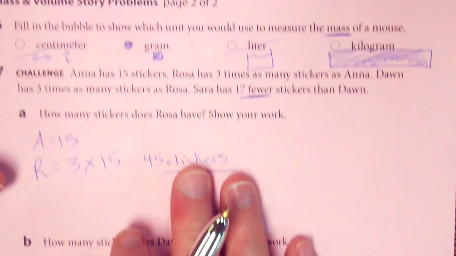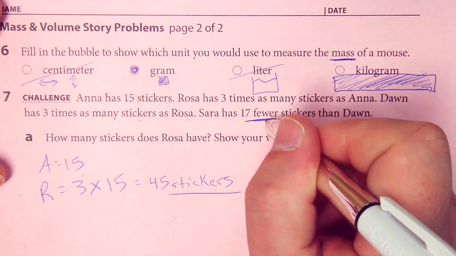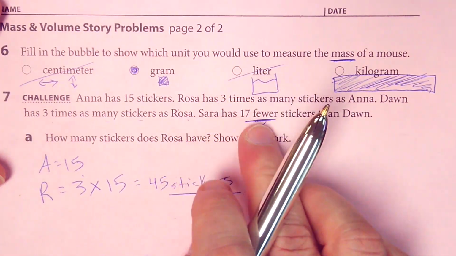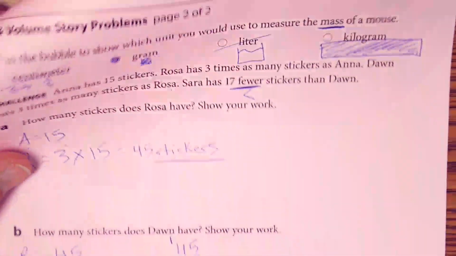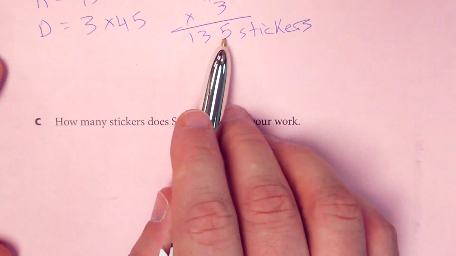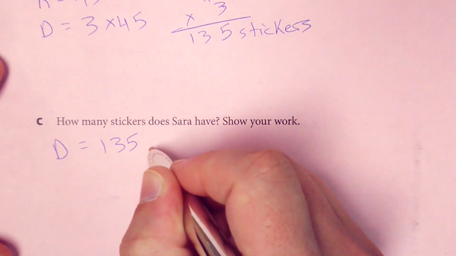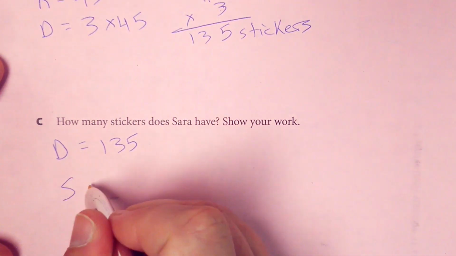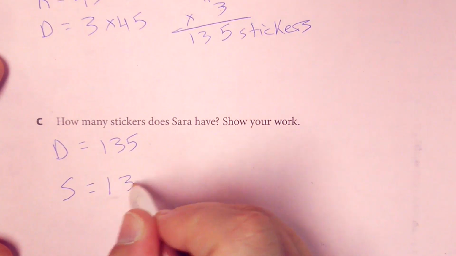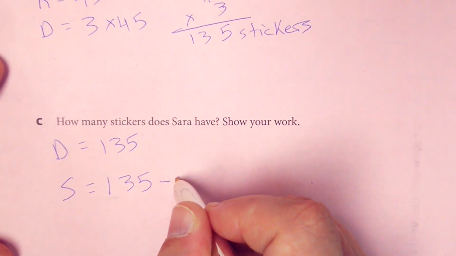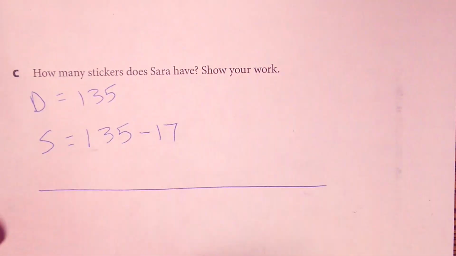Oh, I have to go back to the problem. There was so much information. Sarah has 17 fewer. This would be kind of like a less than, right? Sarah does not have as many. Sarah has 17 fewer stickers than Dawn. And how many did Dawn have? Ooh, we just found out in the previous section that Dawn has 135 stickers, and Sarah has 17 fewer. So that would be like 135 minus how many? 17.